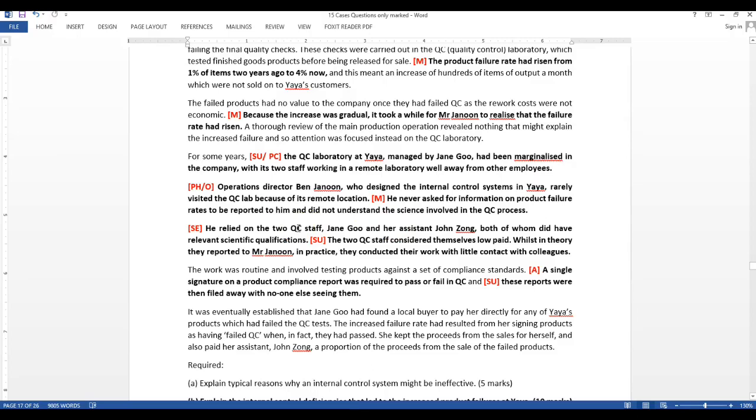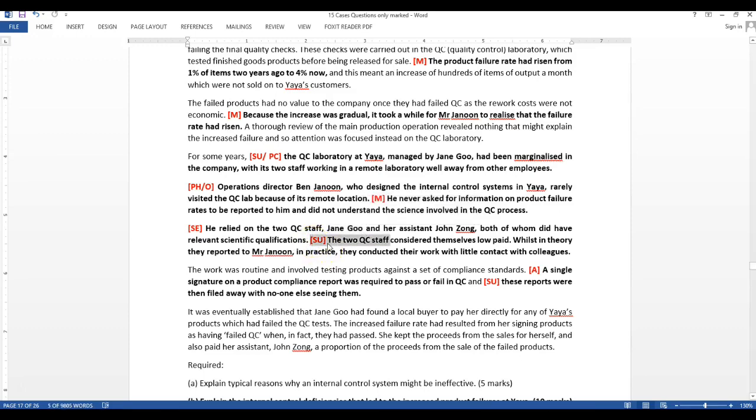Why a job has to be segregated is, only when the job is segregated, it's much easier to create an internal control system and check whether both these people have worked. But here only the work of Jean Zhang seems to be approved by Jane Ju. So there is a kind of overlap between their work, so the segregation of duties should have been much more proper. So that is a problem there.